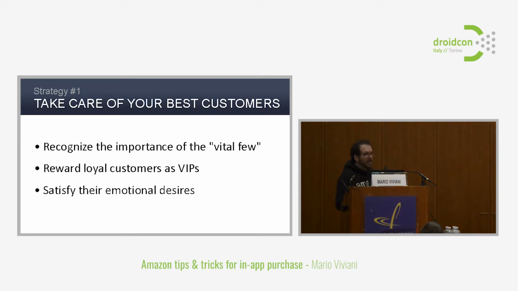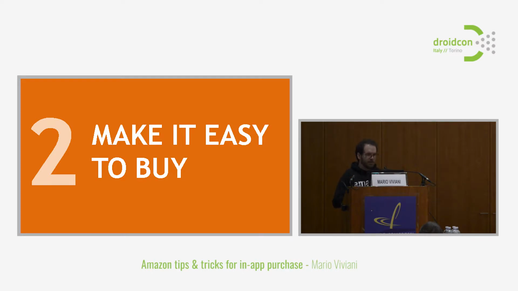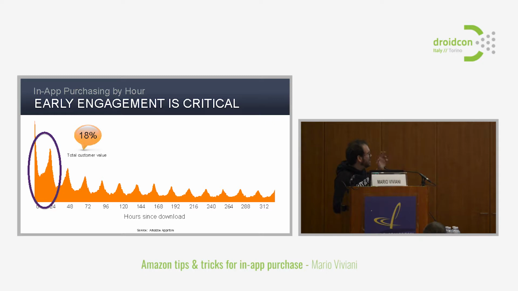The second one is make it easy to buy. So reduce friction. And why so? Actually, we did an analysis, and we're going to go a little deeper during the presentation. This is the behavior of users across time, looking at the hours since download, and this is the data around revenue.